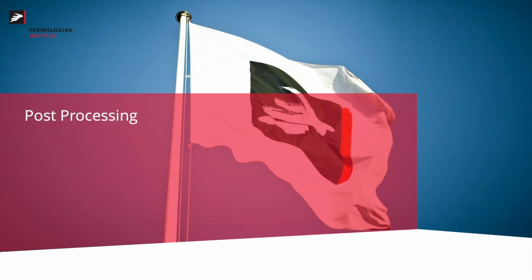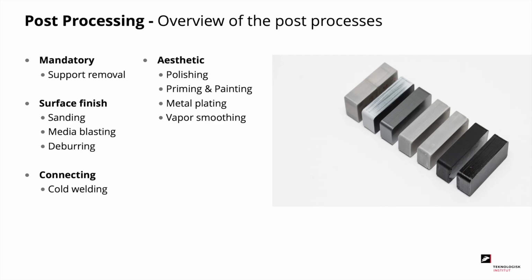When the printing is done, we have to post-process the parts, and that's what we are going to take a look at now. Here we have an overview of the different post-processes. We have the mandatory, the surface finish, the connecting, and the aesthetics. I will cover these individually in the next couple of slides.